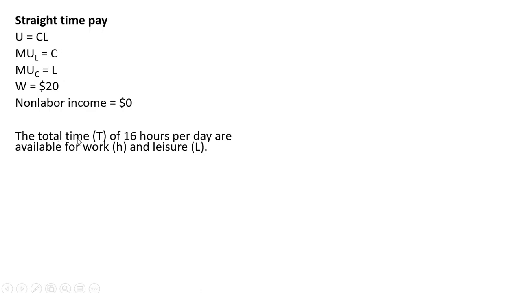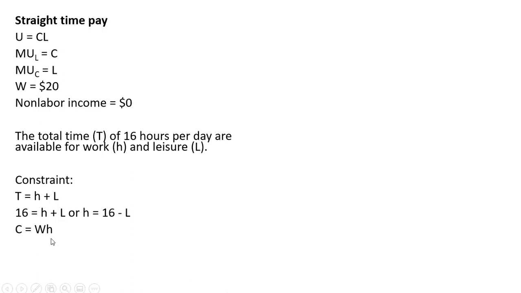We're going to assume that the total time, T, of 16 hours per day are available for work and leisure. So the person has 16 hours a day to allocate between hours of work and hours of leisure. So we'll form the constraint. T, the total time available, equals hours of work plus hours of leisure. So we're going to plug in 16 for T, and then just solve for H here. So hours of work will equal 16 minus hours of leisure.